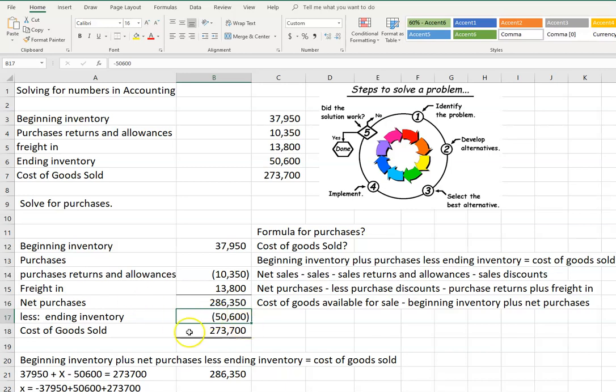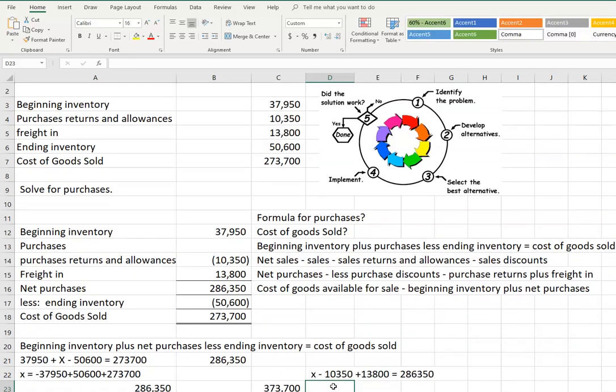Okay, but they didn't ask me for net purchases. They asked me for purchases. So I come up here and I say, well, what minus 10,350 plus 13,800 gives me 286,350? So here I am needing a little bit more algebra. What I'm saying here is that I know that my purchases minus my 10,350 plus my 13,800 equals 286,350. That's what I know.